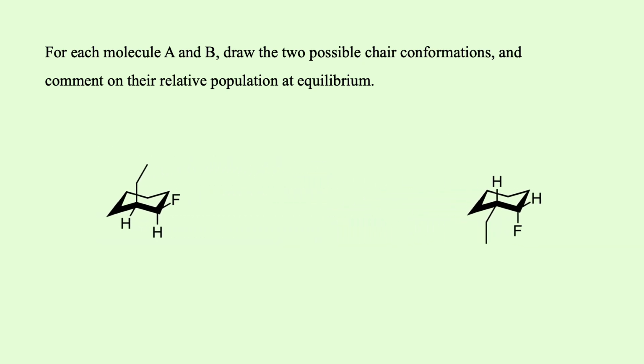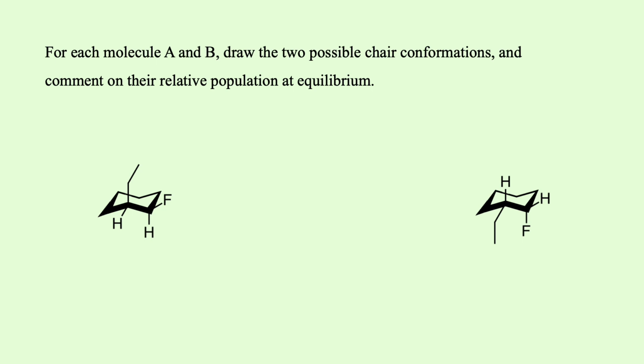Now here I've drawn the two conformations with a nice little animation, and on the left you can see that the ethyl group is axial and the fluoride group is equatorial, and on the right the ethyl group is equatorial and the fluoride group is axial.